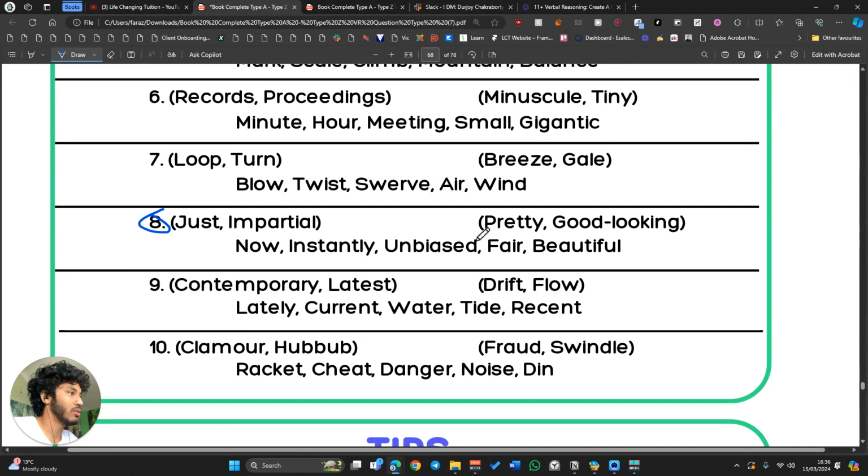So just, impartial, pretty good looking. So if someone is just or impartial, let's have a look. Unbiased is definitely one that works. Instantly and now don't match. Fair matches because you're being fair or just. Beautiful doesn't. Now if we compare it to the second set, fair is the only one that would match.